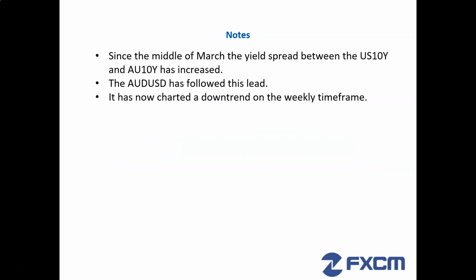Now, since the middle of March, the spread between the US 10-year and the Aussie 10-year has grown. And the Aussie US dollar seems to have followed this lead. The Aussie US dollar has now charted a downtrend on the weekly time frame. Let's go ahead and take a look at the charts.